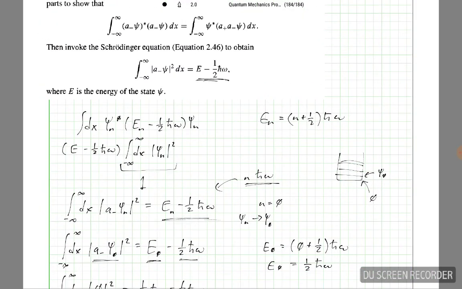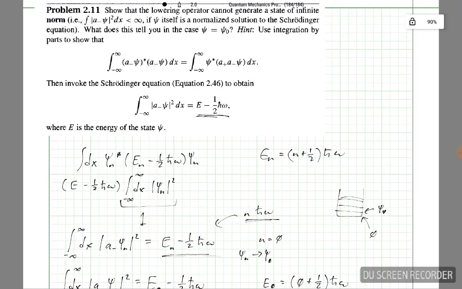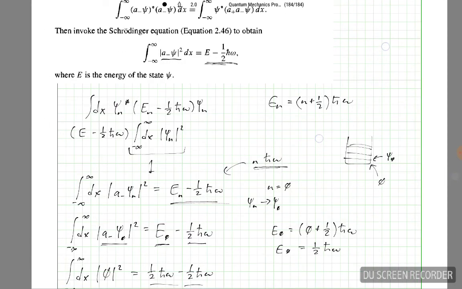So that's our final answer: what this tells us is, in the case of psi equal to the ground state wave function, we cannot get a normalizable solution by integrating the absolute value of the lowering operator acting on the wave function squared.